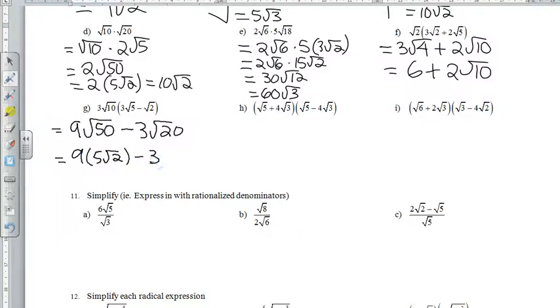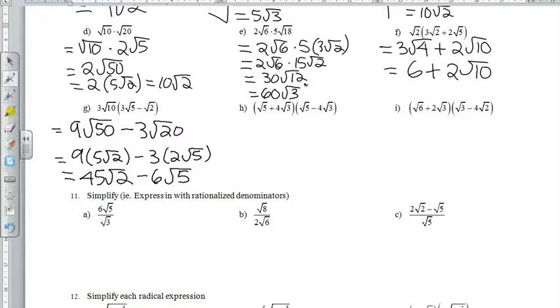Root 20 is 2 root 5. Gives me 45 root 2 minus 6 root 5. Okay, no like radicals, nothing we can do to simplify any further. What you're always looking for in simplified form is, when you're looking at this 12 here, you're saying, are there any perfect squares that go into 12? Yes, there is, right? There's a 4.